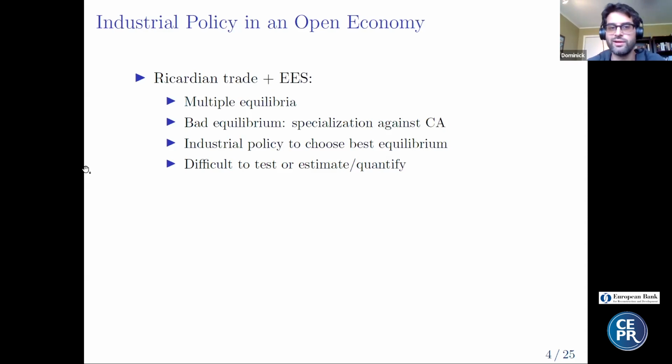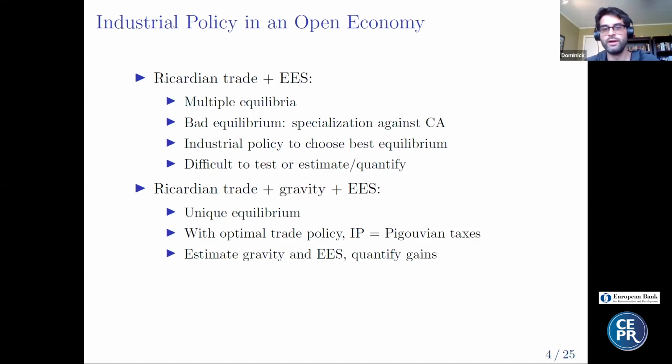One is that there tends to be multiple equilibria. The point in this model is that you can get stuck at a bad equilibrium, potentially with specialization against your comparative advantage, leading to potentially losses from trade for some countries. And in these models, what you want to do is you want to have industrial policy that pushes you into the better equilibrium. But models with multiplicity, especially of this type and with lots of corners, are really difficult to test or quantify. And hence, to our knowledge, there hasn't really been many attempts.